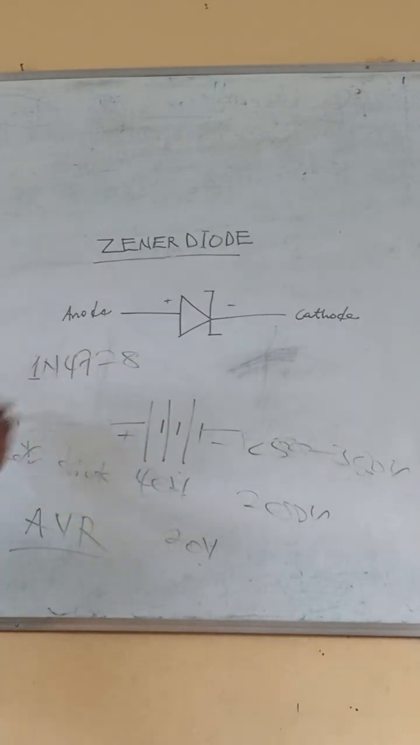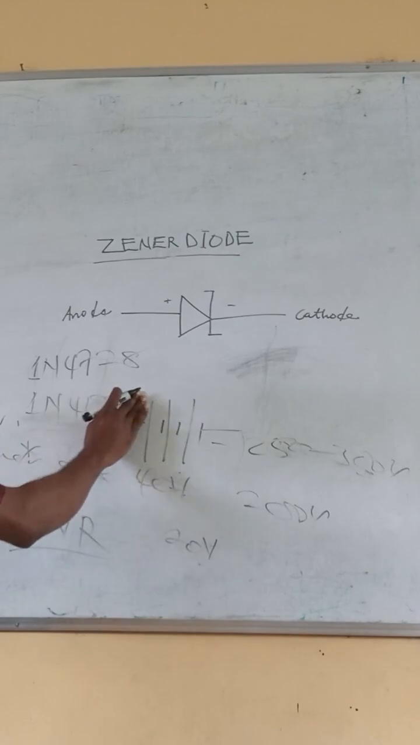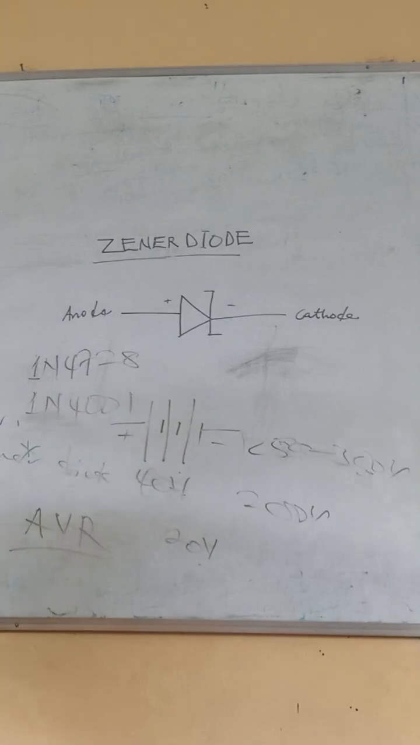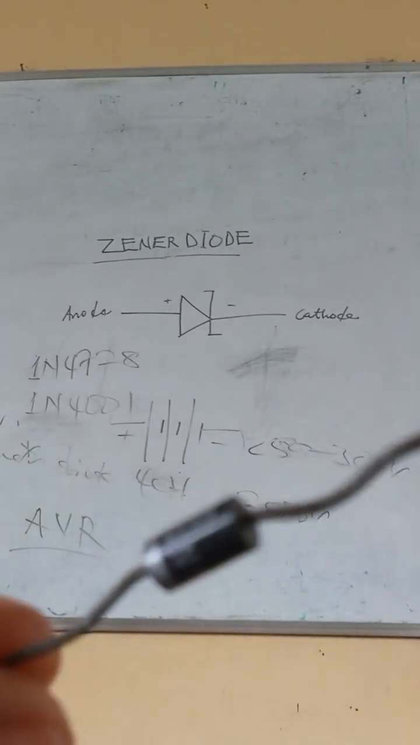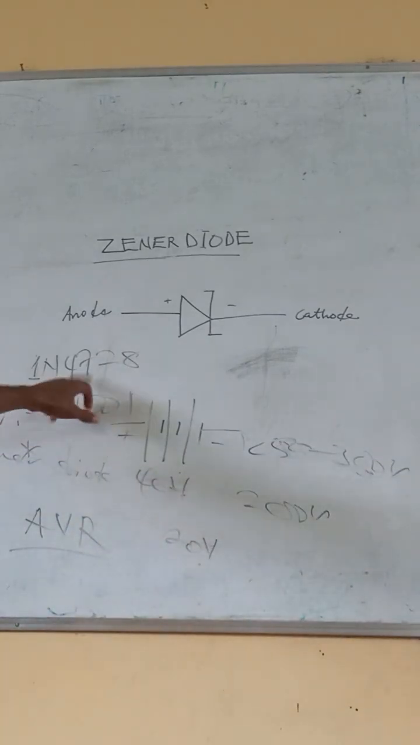But if it is PN, it's 1N4007 or 4001. It's going to be a 7. So anytime you see a diode that looks like PN, when you see the number on the diode and you see 1N4007, that means it's not Zener, it's PN. But if you see something that looks like PN, then you look at the body, something is written on the body as well. And if you see something like 1N4728, it's not PN, it's Zener.